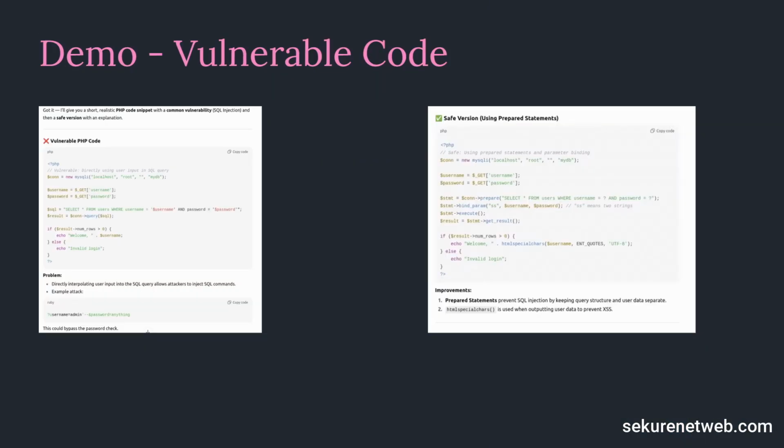So here is one simple example. I asked ChatGPT to generate a vulnerable PHP code, which it generated, and then it explained why this is vulnerable to SQL injection. And then it also gave a secure version of the code, which is using the prepared statement.